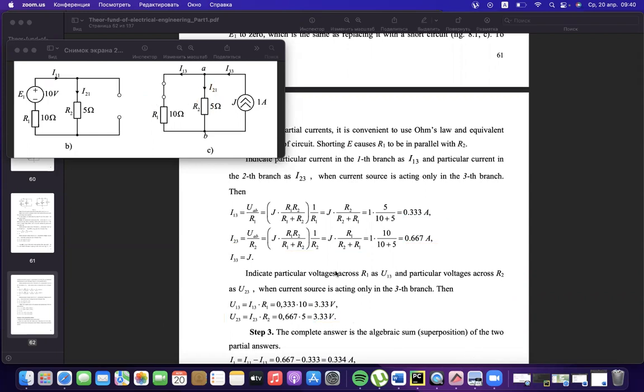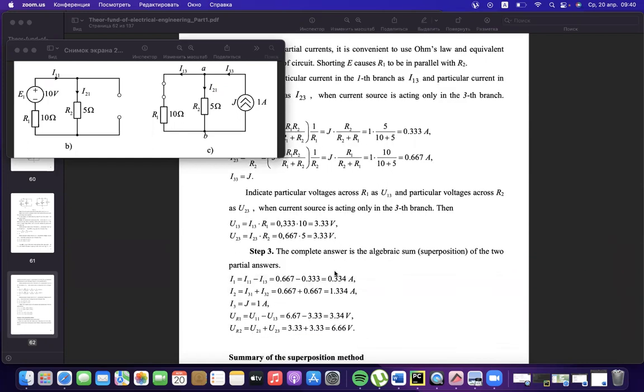And after we do it, the last step, we just add up currents and voltages to obtain the solution of our starting task. First current in the left branch, because of different direction, one current we're taking with minus and obtain 0.33 amperes.